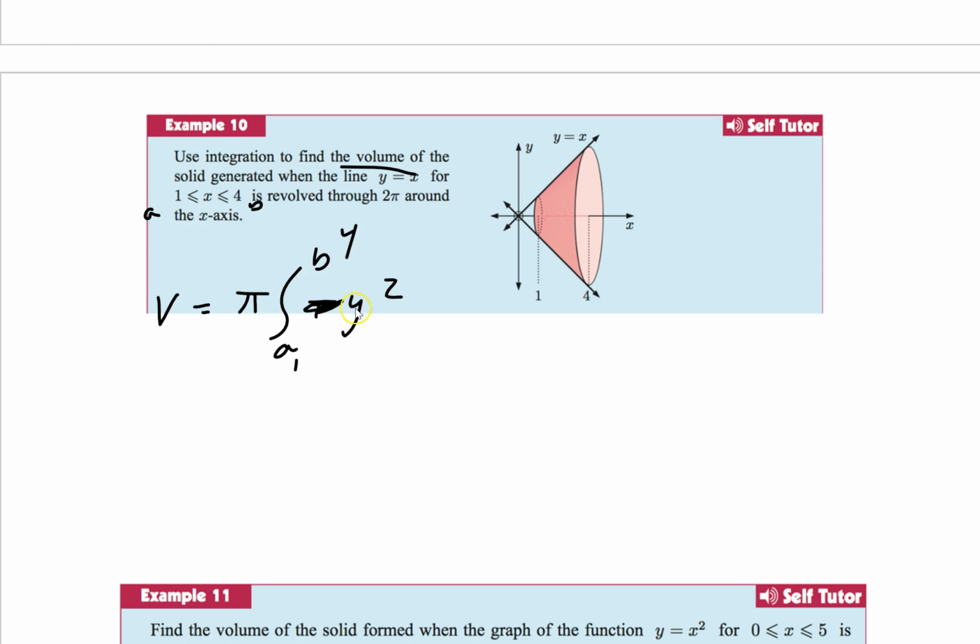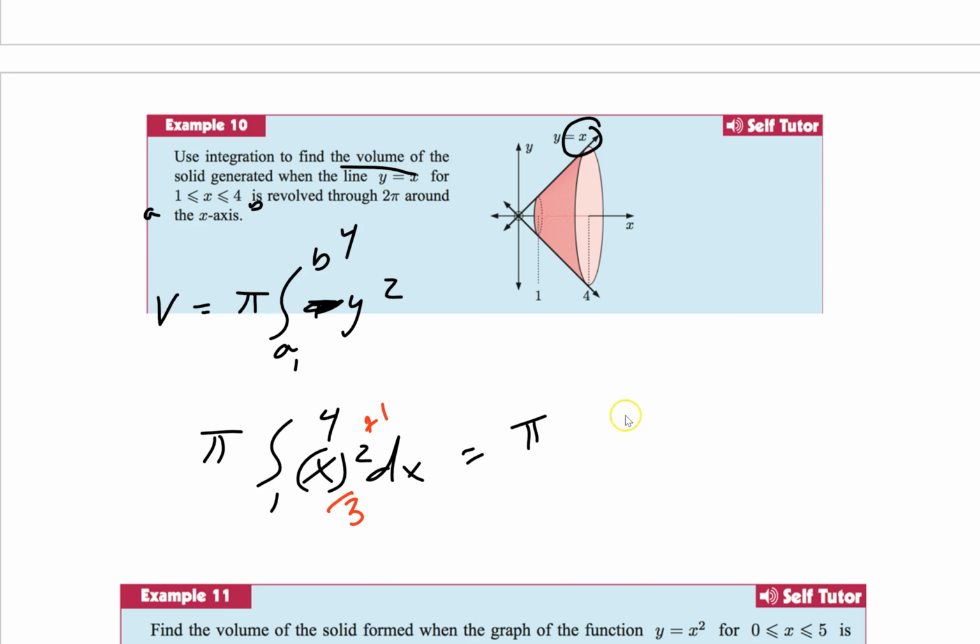I have pi. What's my equation? Well, y equals x. So here's my formula: pi, 1 to 4, of x squared dx. Now I still have to integrate this. Basic power rule: add 1 to the power, divide by the new power. Love the power rule. So we get x cubed over 3. Keep in mind we have limits, so there's no plus c in this case. Now we have the limits from 1 to 4.